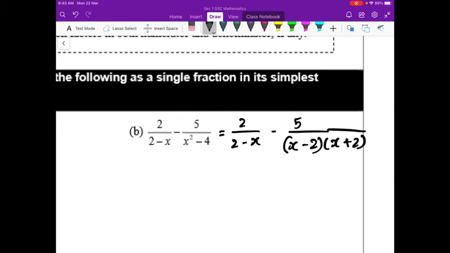But is there a common factor? Have or don't have? We were hoping that after you factorize, there'll be a common factor. But the fraction on the left has denominator of 2 minus x. The factors on the right are x minus 2 and x plus 2. There isn't anything in common, is there? Or is there something common? Which one is common? It has to be related to this 2 minus x.